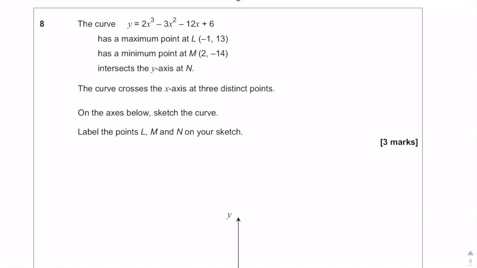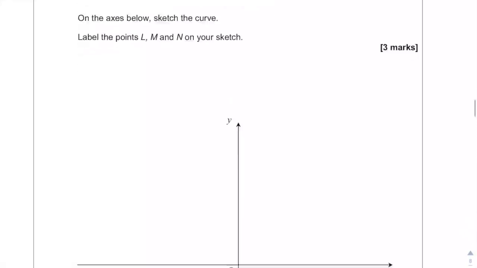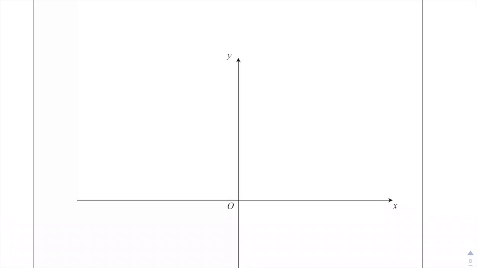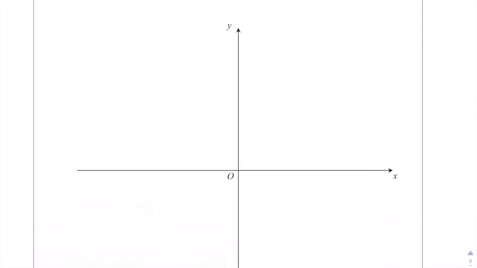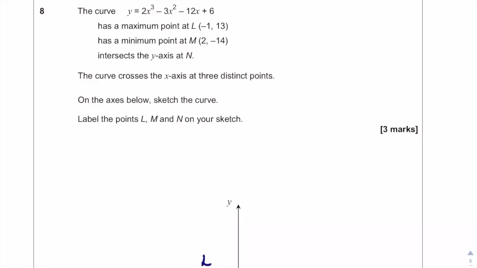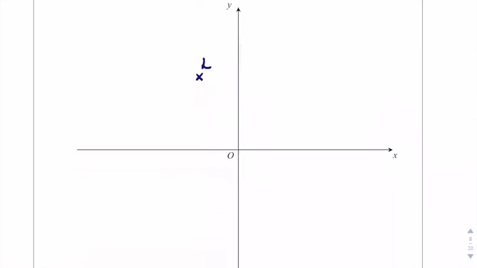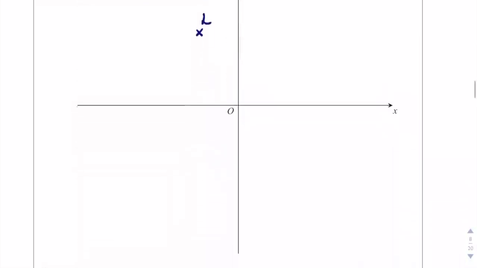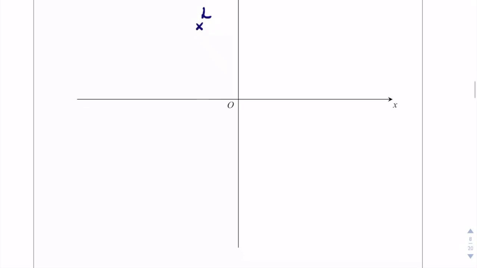Okay, so first what I'm going to do is locate points L and M using the coordinates. So L is our maximum point. So we need to go -1 across and up 13. So I'm going to say that's about here. And I'm going to call that L. Then our minimum point is (2, -14). So we go 2 across and 14 down. Probably say it's about here. And I'm going to call that M.